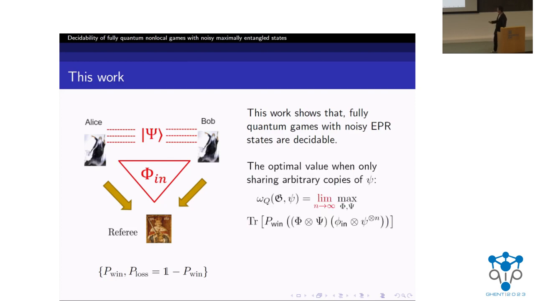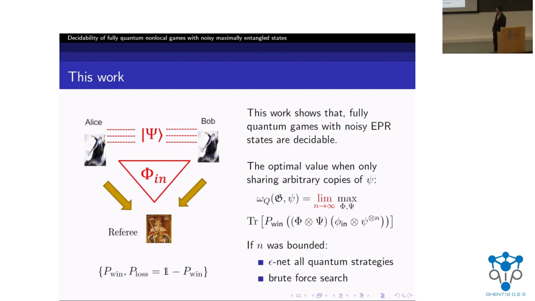Let psi be a noisy EPR state, and omega QG psi denotes the optimal value when only sharing arbitrary copies of psi. We write down the formula here. Note that there is a limit here. And the capital phi and psi stand for the quantum operations performed by Alice and Bob respectively.